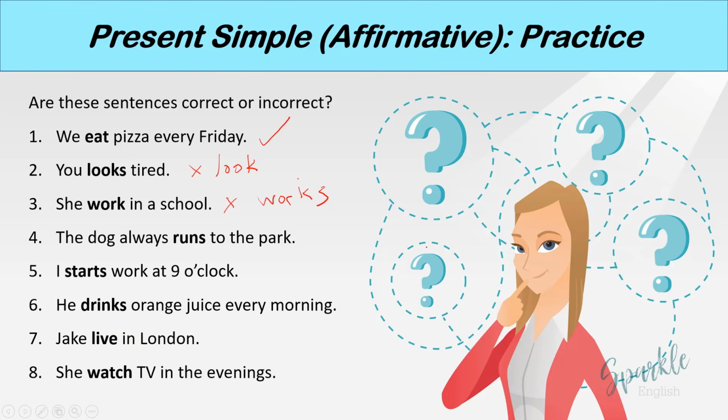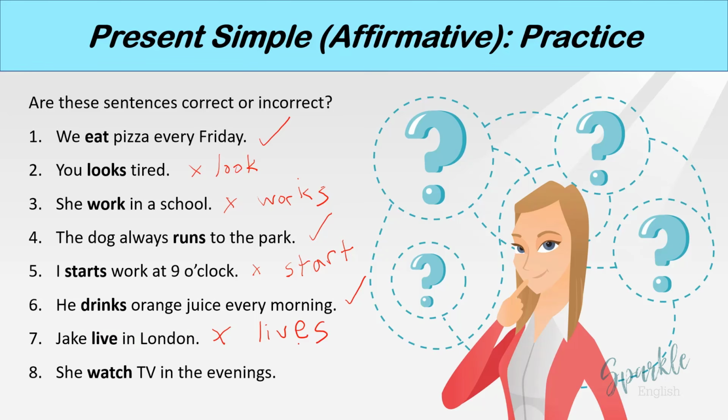The dog always runs to the park. This is correct. 5, I starts work at 9 o'clock. This is incorrect. We just write start with no S. We only add the S for he, she, and it. He drinks orange juice every morning. This is correct. Number 7, Jake live in London. This is incorrect. For this verb, we have to add S because Jake is a he. He lives in London. Jake lives in London.